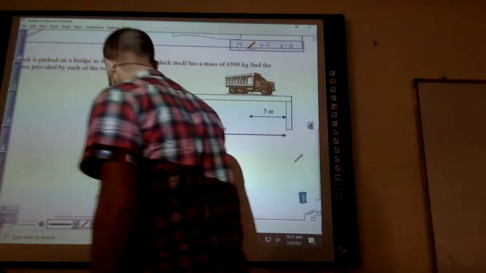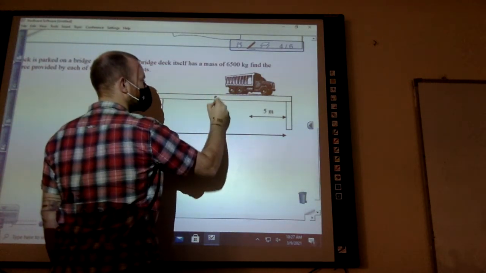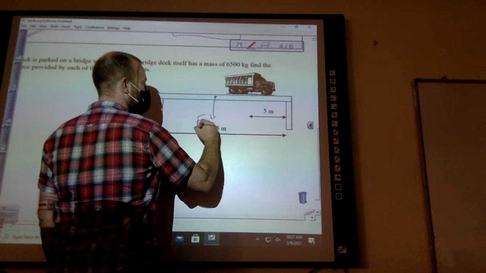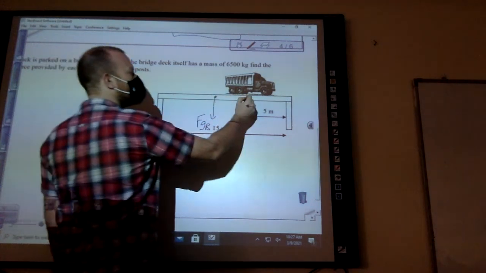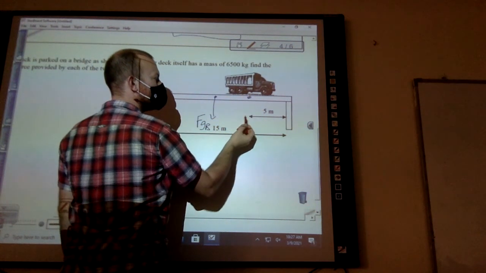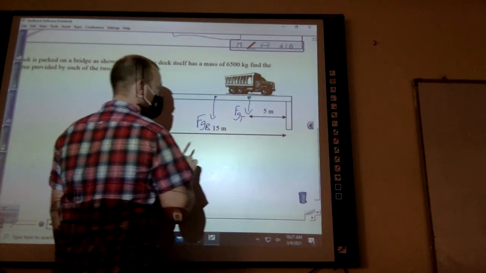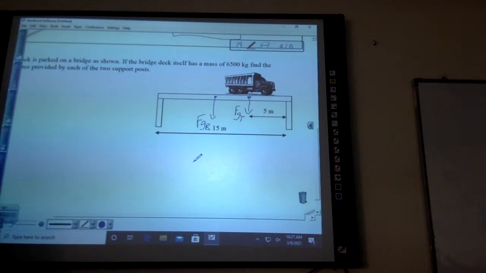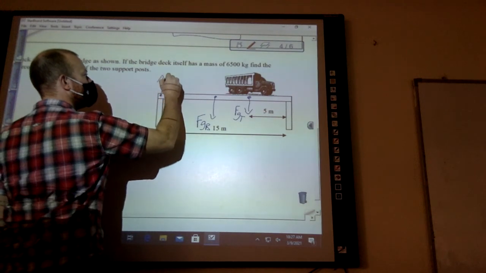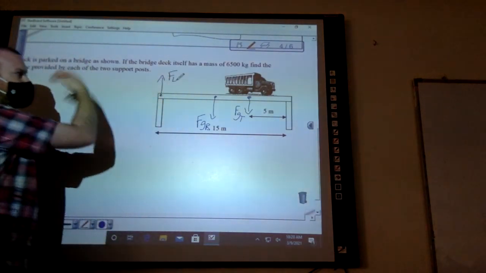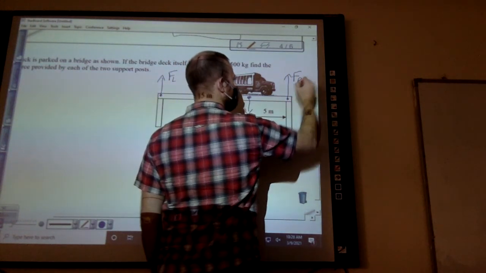Yes, 4 forces. This bridge obviously has some sort of mass, so let's do FGB for the bridge. The truck is at this point. We're told it's 5 meters from this support. Let's call this FGT for truck. Then also on this beam, I've got 2 supports. I've got one on here. I'm just going to call this FL, force for the left side. And over here I'm going to call it force right, because it's on the right.